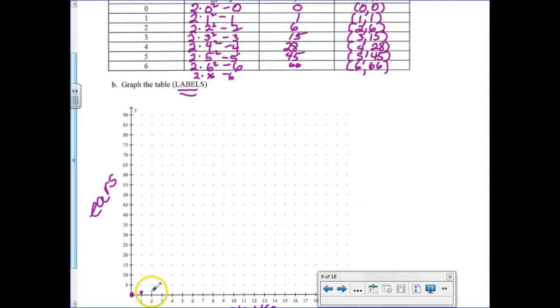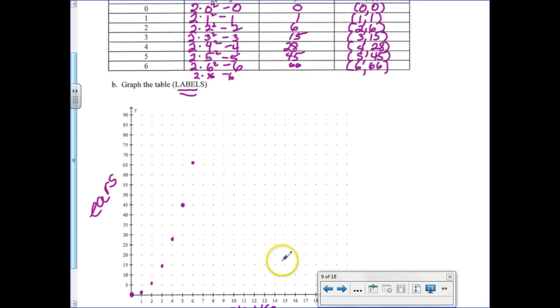2, 6 will be right here. 3, 15. Now we're cooking. I'm right on this dot. At 4, I have 28. That'll be probably right about there. 5 and 45 is going to be right here exactly on a dot. And 6 and 66 will be right above this dot right there.